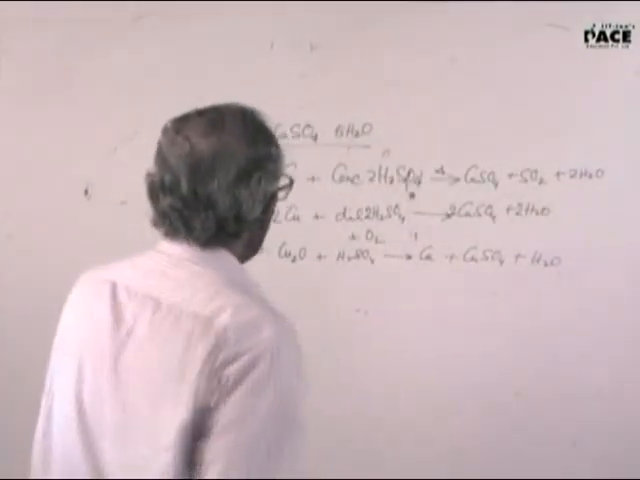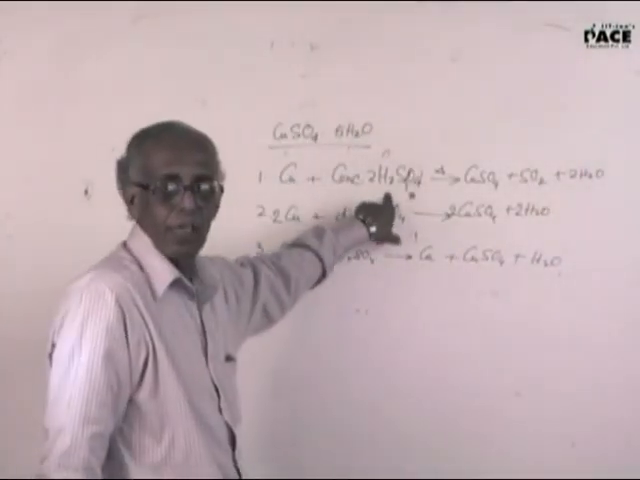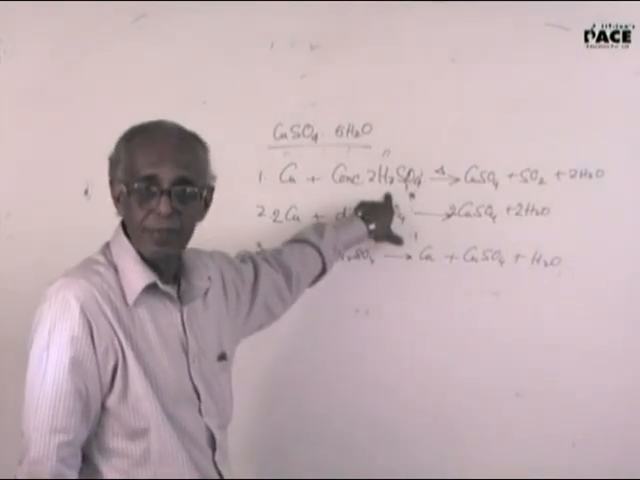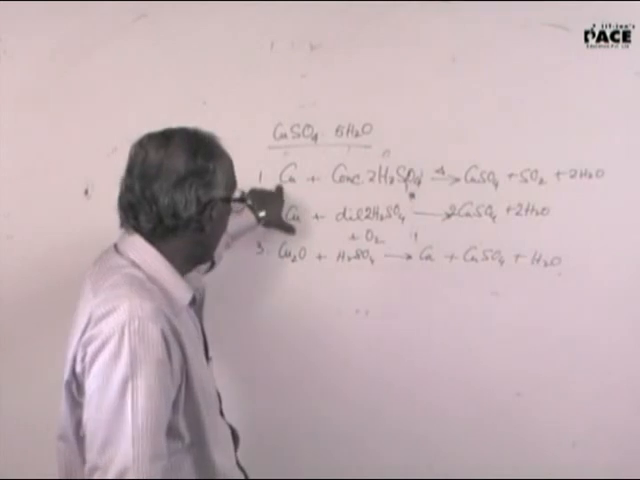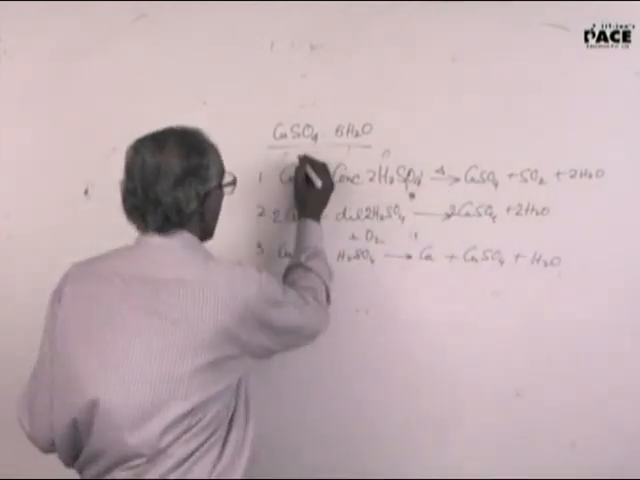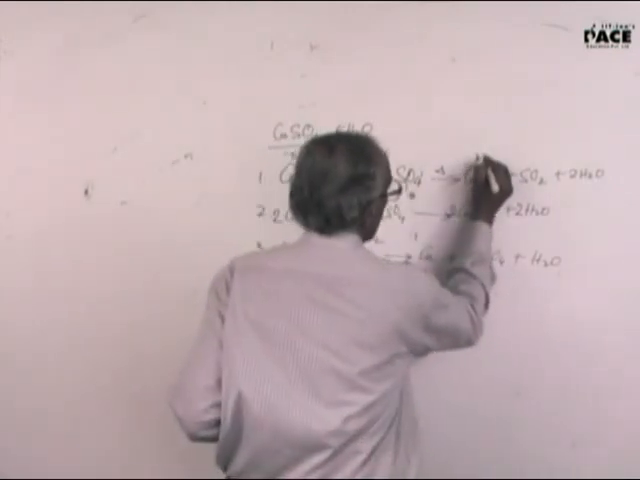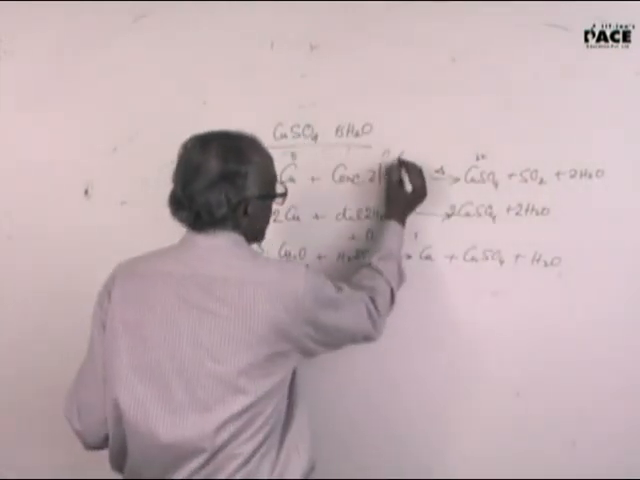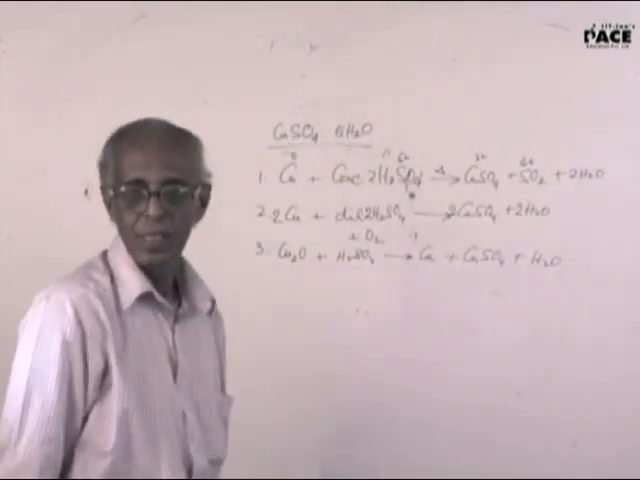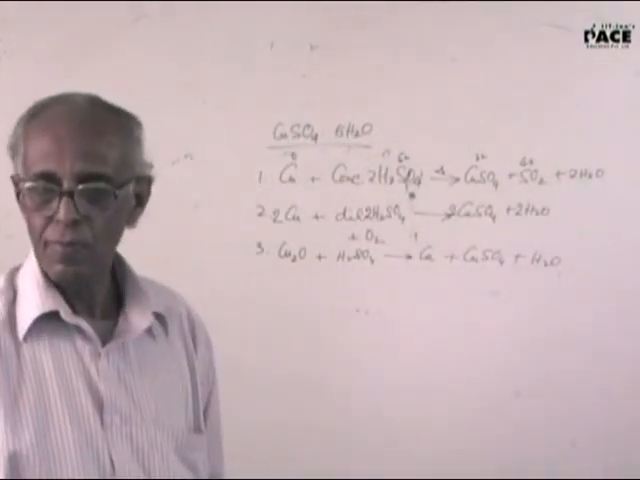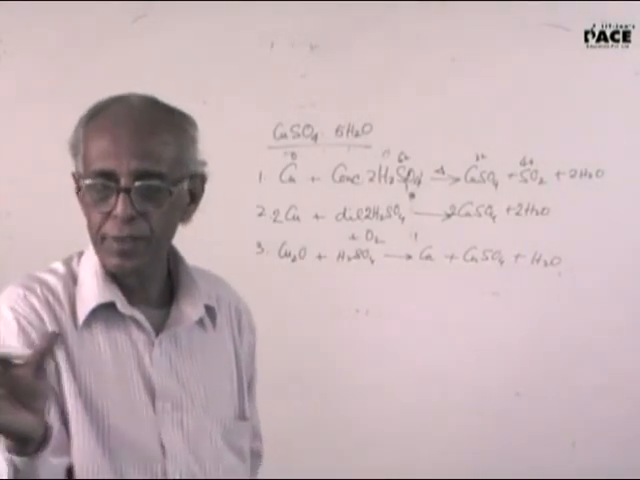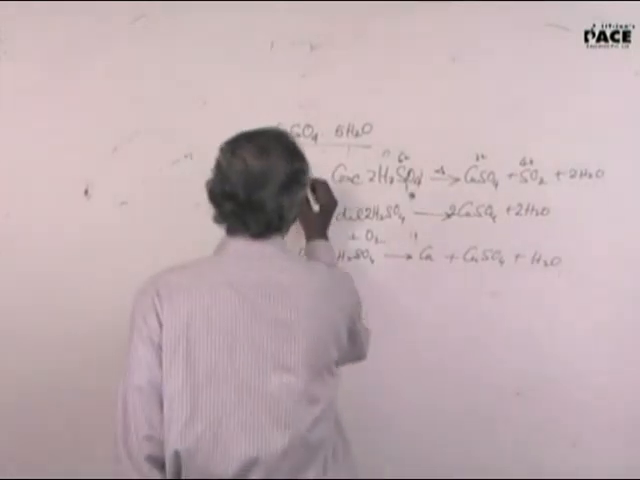So, here, concentrated sulfuric acid is acting as an oxidizing agent. So, it oxidizes copper 0 to copper 2 plus. And sulfuric acid gets reduced to sulfur dioxide. Now 0 to 2 is a 2 electron change.